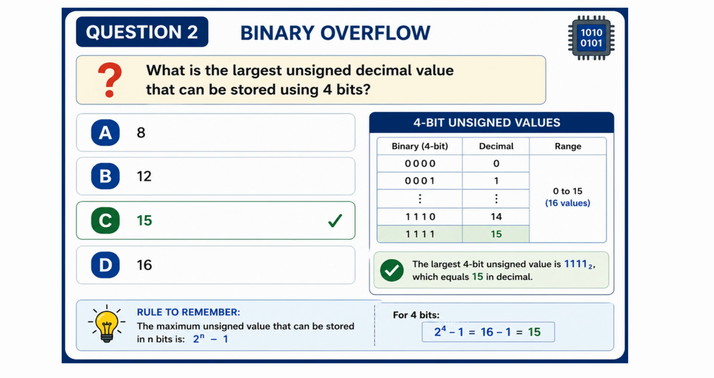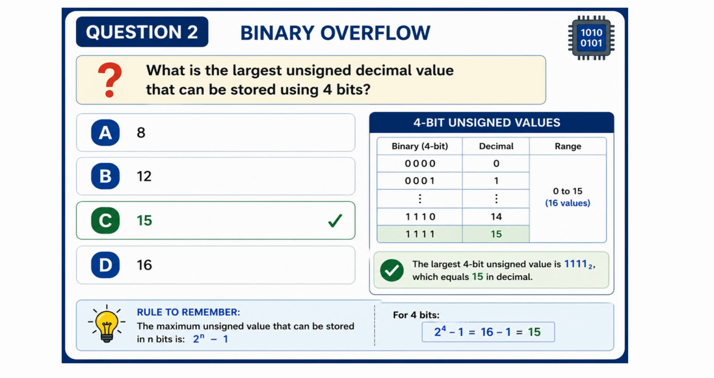To answer this, remember that 4 bits can create 16 different combinations. These combinations start at 0000, which represents 0, and they end at 1111, which represents 15. So the range of a 4-bit unsigned number is 0 to 15.